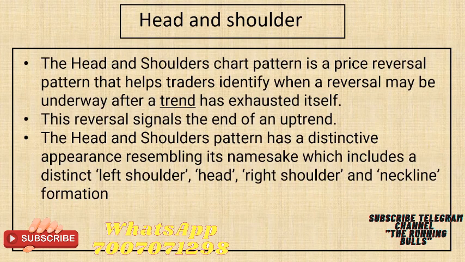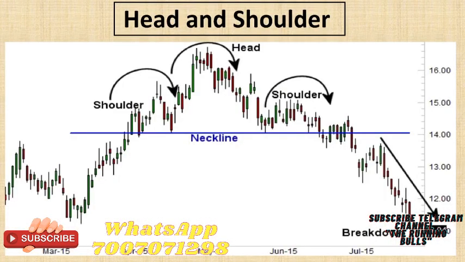The head and shoulders chart pattern is a price reversal pattern. It helps traders identify when a reversal may be underway after a trend has exhausted itself. The reversal signals the end of an uptrend. The head and shoulder pattern has a distinctive appearance resembling its namesake, which includes a distinct left shoulder, head, right shoulder, and neckline formation. Let's see how it looks in the trading terminal.